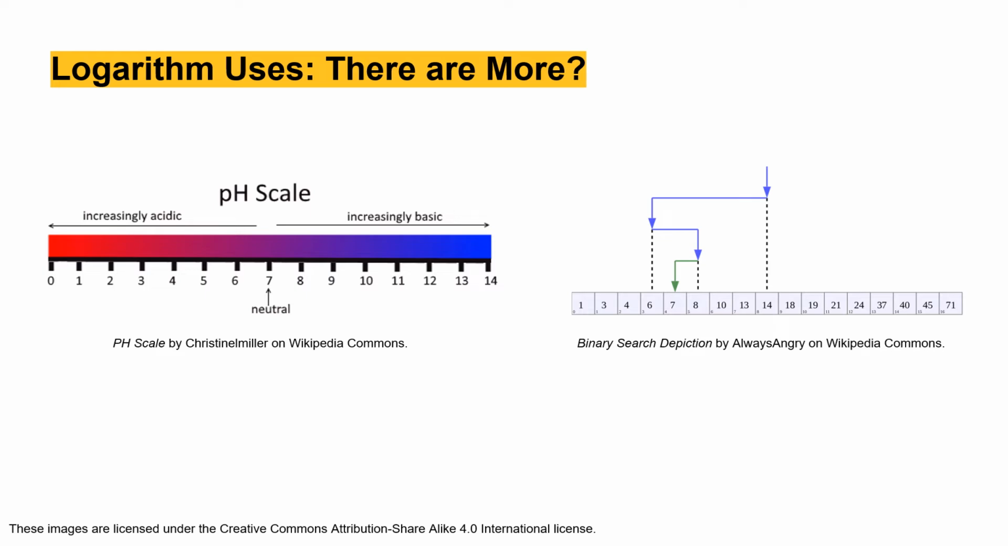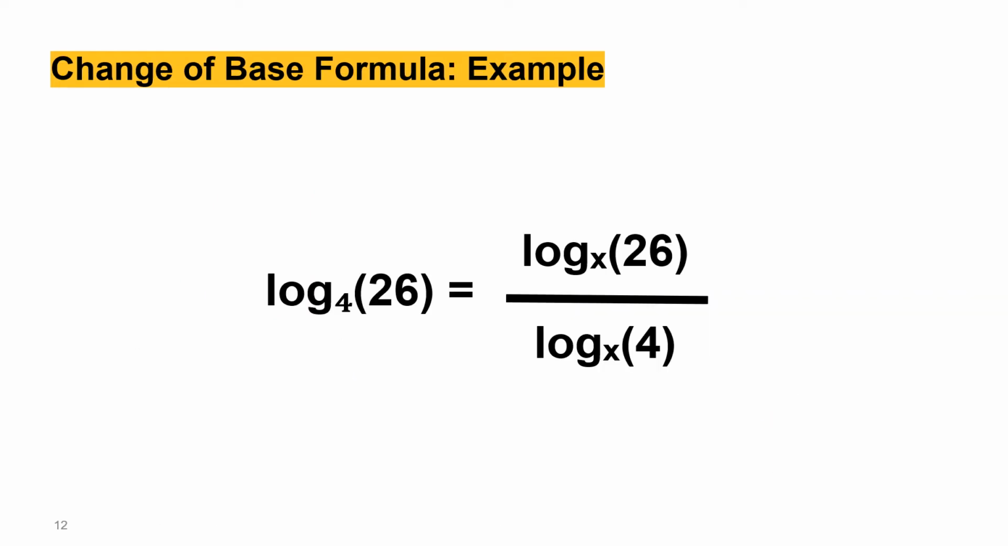Logarithms continue to be useful and show up in many applications, like the pH scale in chemistry, as well as a description of how long it takes to search and sort data in computer applications. There are many other reasons why logarithms are helpful, including the unique properties they have in algebra. We will look at just one of them, called the change of base formula.